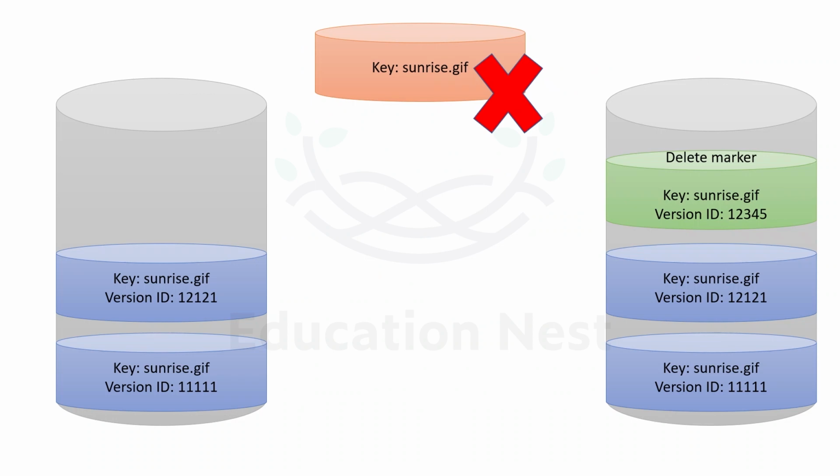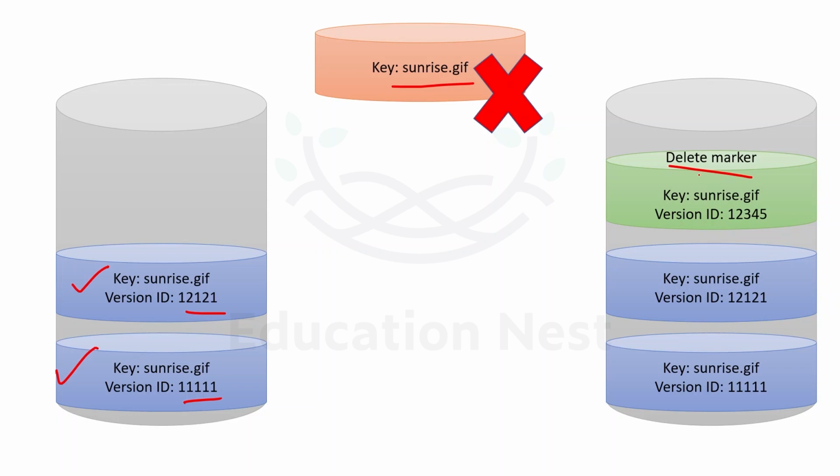Let us suppose that I had these two versions of sunrise.gif with version IDs 1111 and 12121. And now I am saying delete sunrise.gif. Then to the current version, whatever it is, a delete marker would be applied. It will not be permanently deleted, guys. Only a delete marker would be applied to that and it will still be in our bucket.